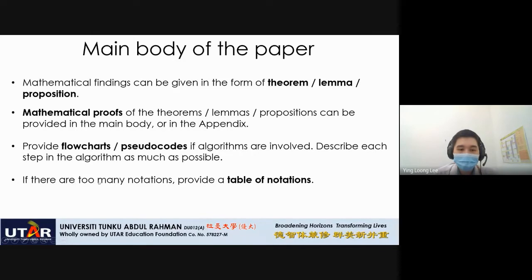If there are too many notations involved in your paper, perhaps you should provide a table of notation to help the reader recall the notation that you have introduced earlier. You don't just provide the table of notation and then not introduce them in the text. Actually, you should introduce this notation in the text as well as providing the table of notation, okay?